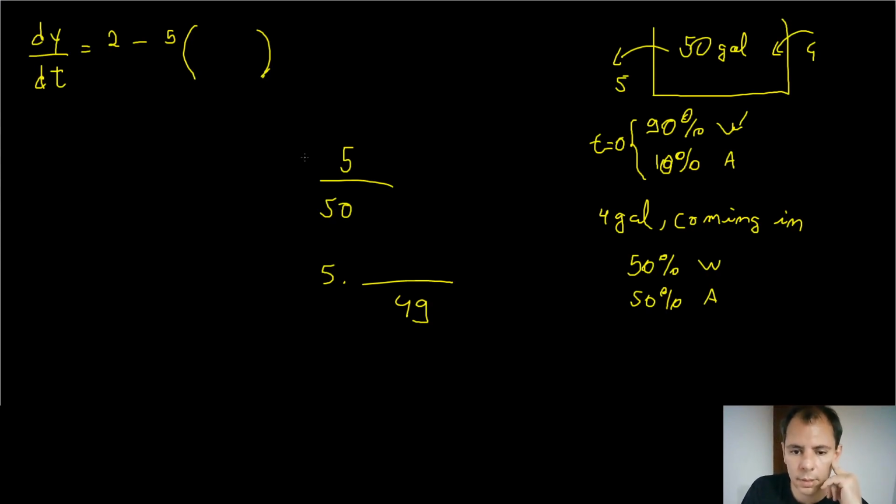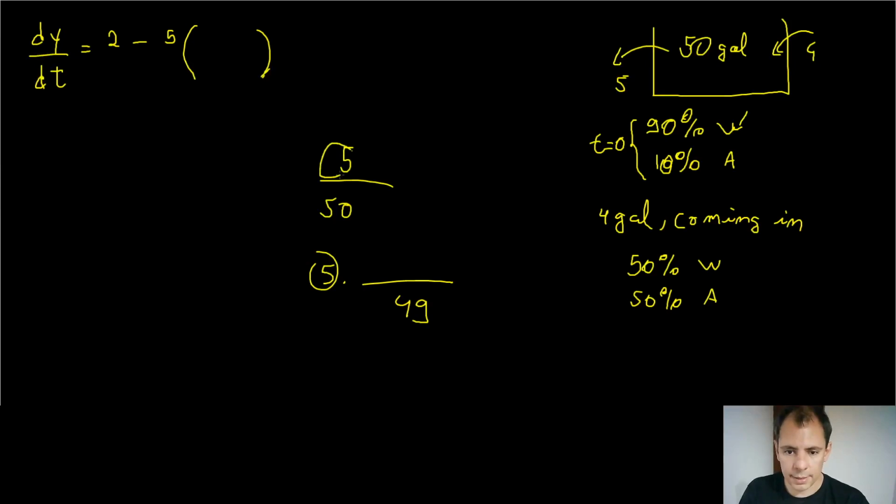There's just one thing here, because right now, guys, I'm just worrying about this thing, okay? So in the beginning, at t is equal to 0, you have 5 gallons of alcohol per 50 gallons of solution, okay?